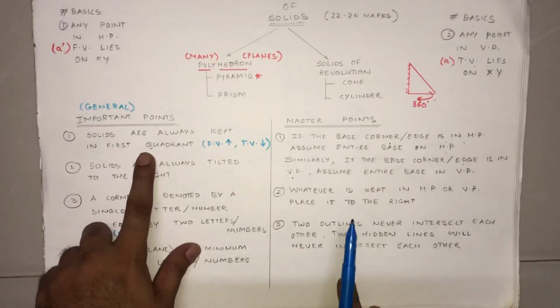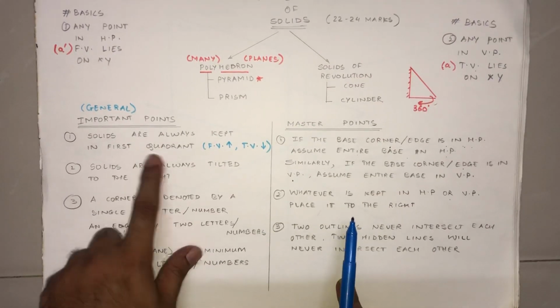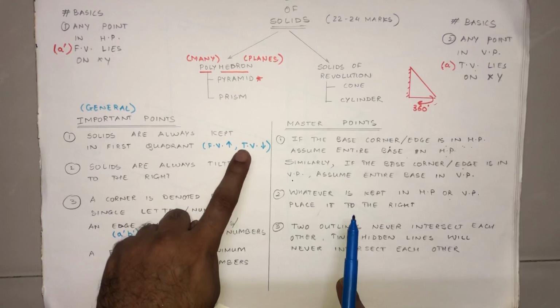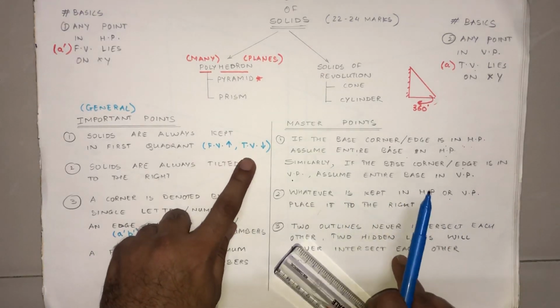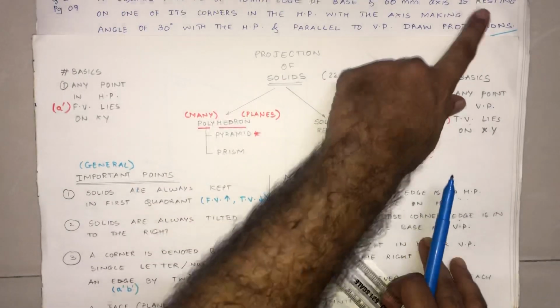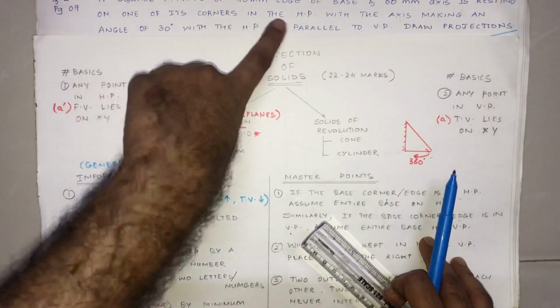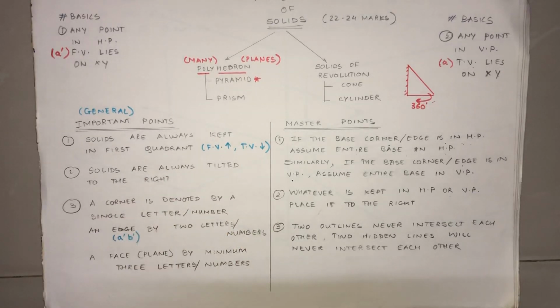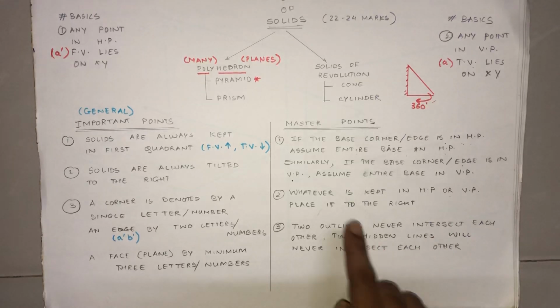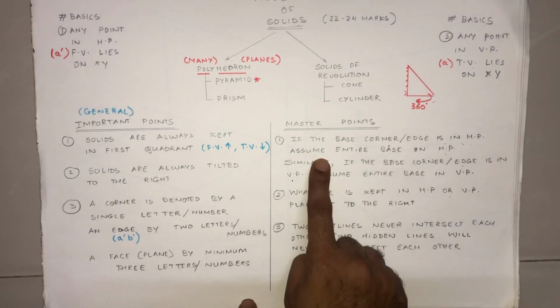Remember, I've said that the solids are always kept in the first quadrant, front view above and top view below. I'll come to this point when we actually draw. Now, the question is, they have mentioned that it is resting on one of its corners in the HP. Now, guys, please listen, very important. Here, how to start with the problem? The first master point will tell us.